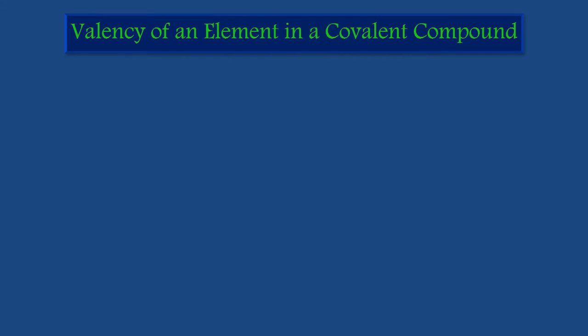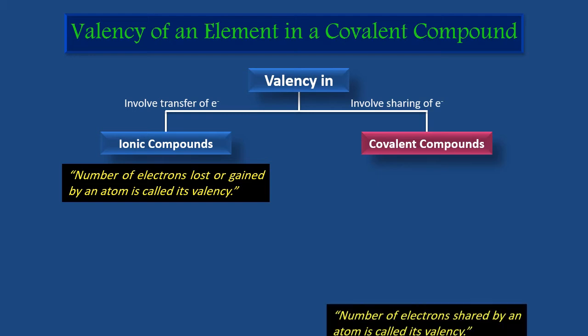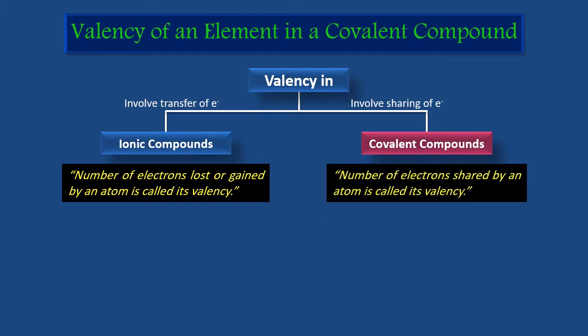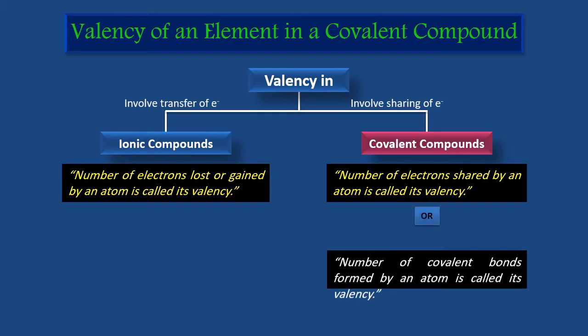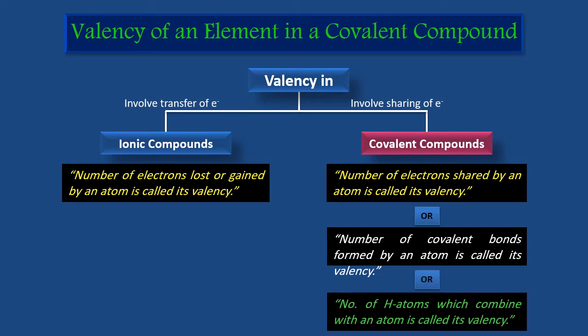So valency of an element in a covalent compound can be defined in 3 different ways. First is, number of electrons shared by an atom is called its valency. Second is, number of covalent bonds formed by an atom is called its valency. Or, number of hydrogen atoms which combine with an atom is called its valency.